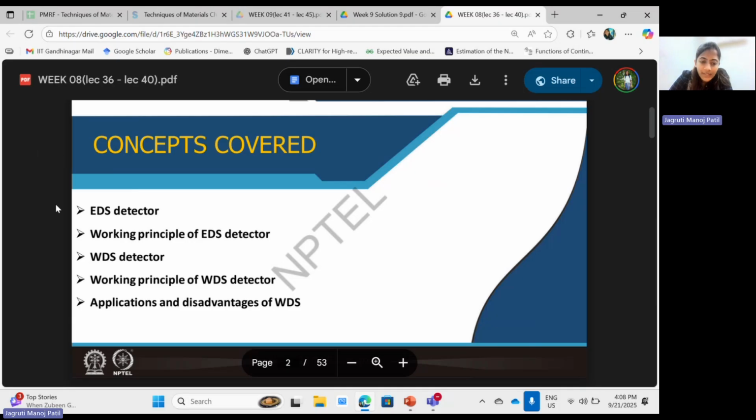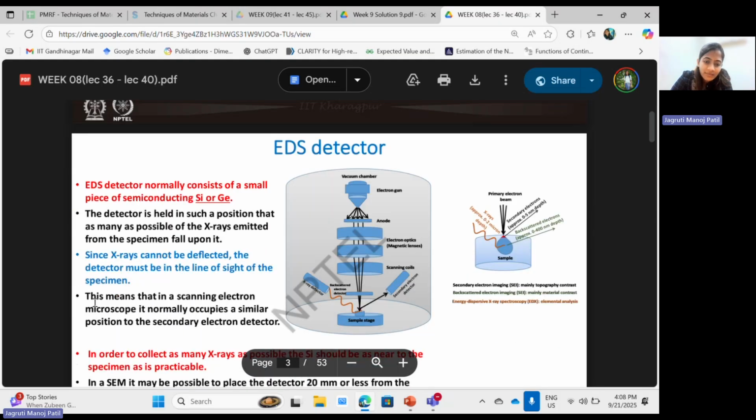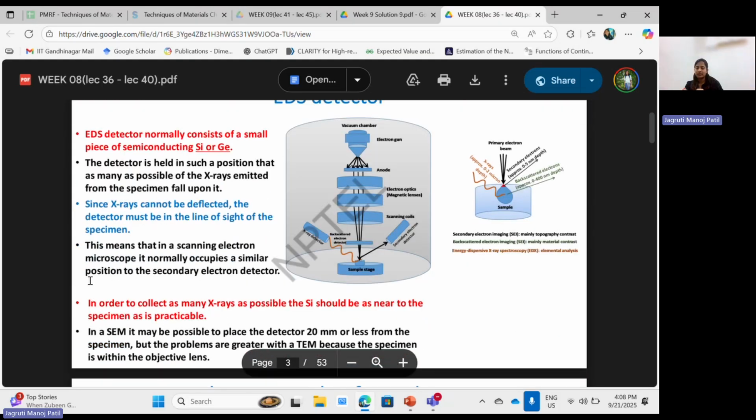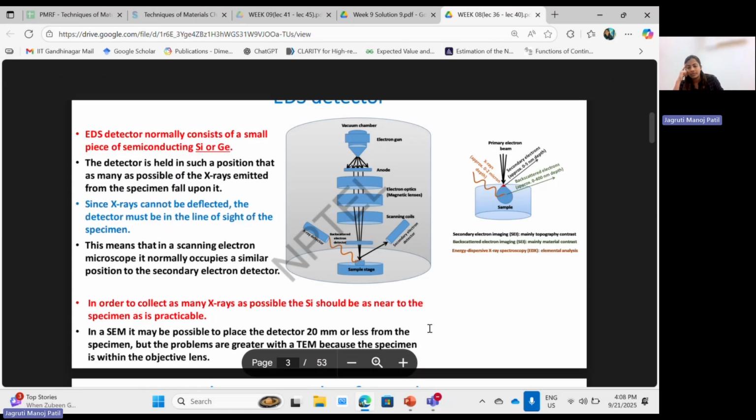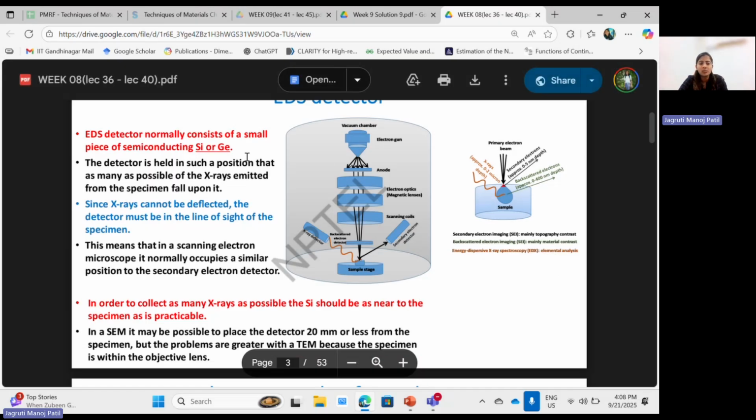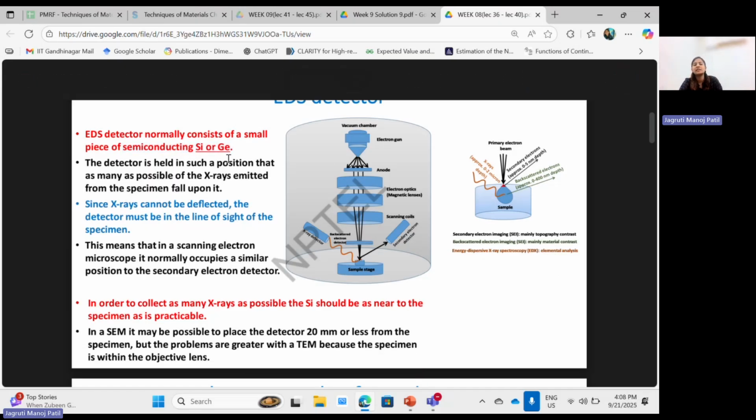Just so we are all on the same page, we'll have a look at the working scenario, and later you can go back and look at the applications part, because applications are the ones you should know most, since then you'll remember it accordingly. So here's an EDS detector. What it generally has is a small piece of semiconducting material, either silicon or germanium. Silicon is preferred over germanium, but both of them can be used.